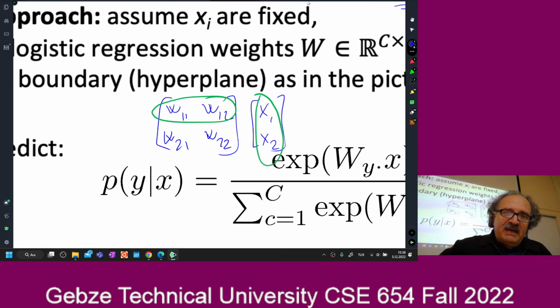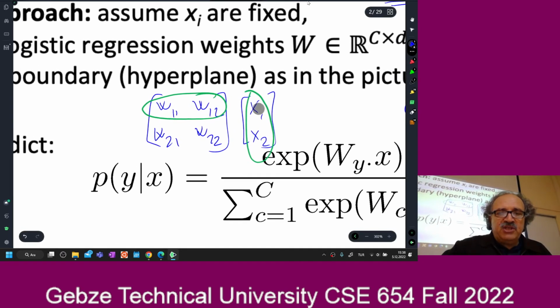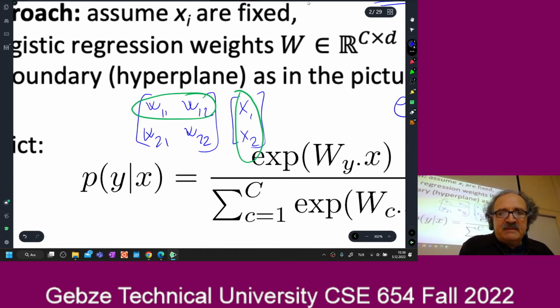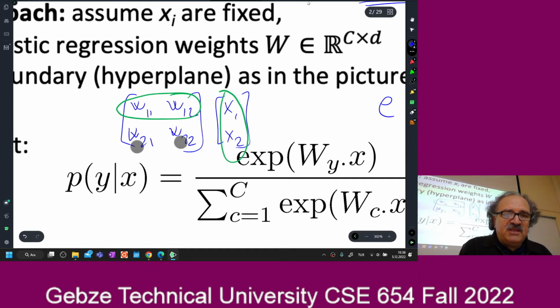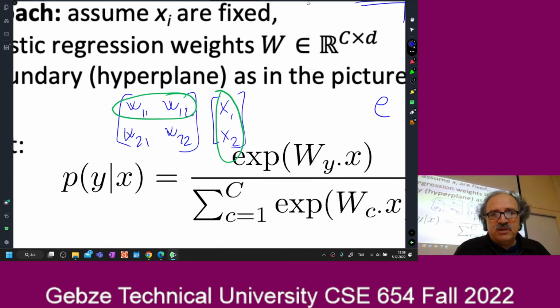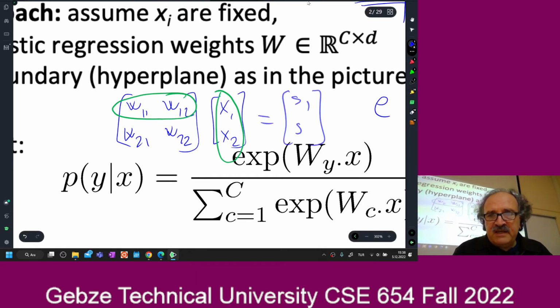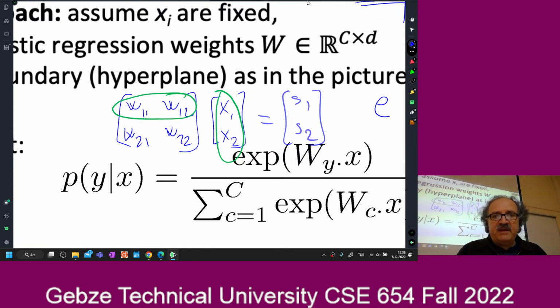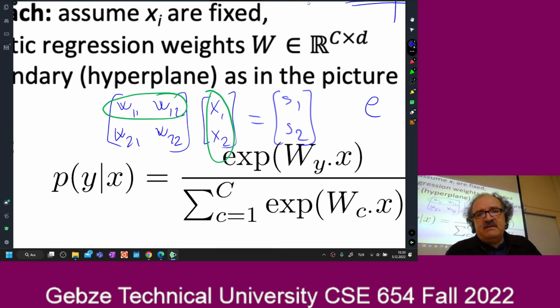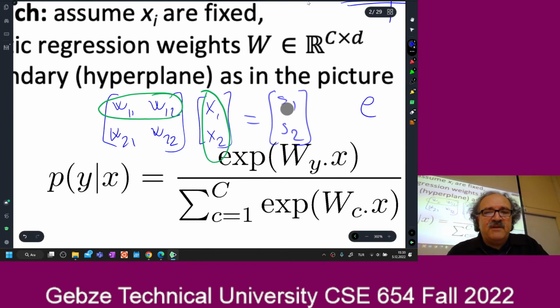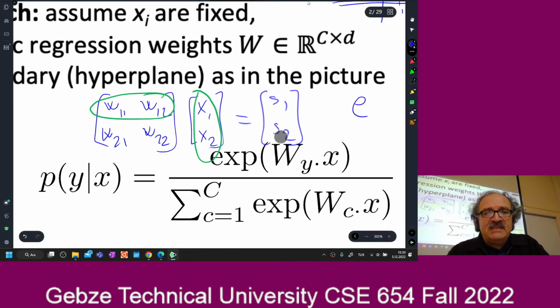So, given my feature vector, the car's age and car's price, I will multiply it with these weights for the class number 1, and I will multiply it with these two for the class number 2. This matrix multiplication is going to produce two scores, S1 and S2. This number is a real number that can change from minus infinity to plus infinity, and this number is the same thing too.